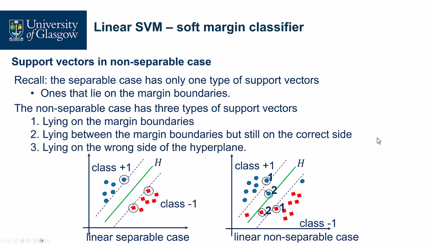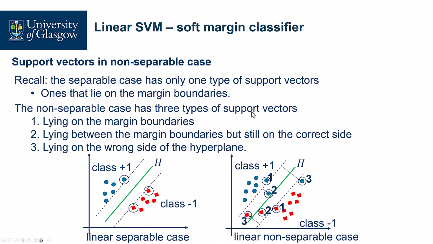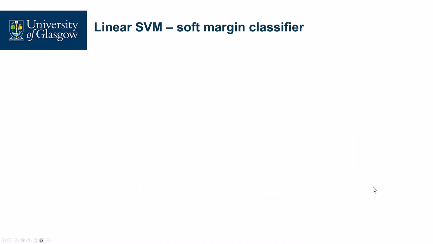And there's another type, type 3. These lie on the wrong side of the hyperplane, like this point and this point. So they are on the wrong side, right? Not in the correct class. So we have three types of support vectors.